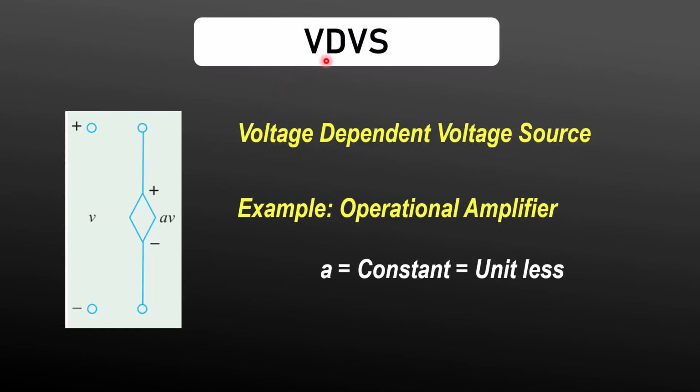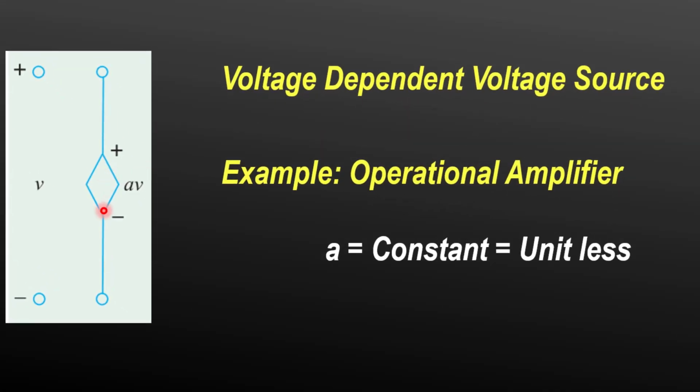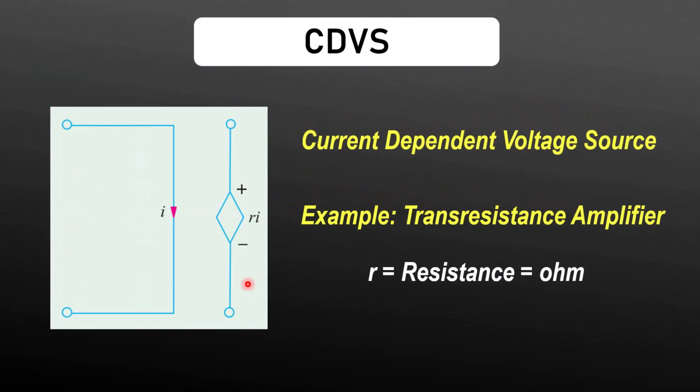The first one is VDVS, that stands for voltage dependent voltage source, and all the dependent sources are represented by this diamond shaped symbol. So this is the voltage dependent voltage source, and the real-time example of this dependent source is the operational amplifier. Here you can see that the unit is V. It means that the A is constant because it is a voltage source, and this dependent source depends on the independent voltage.